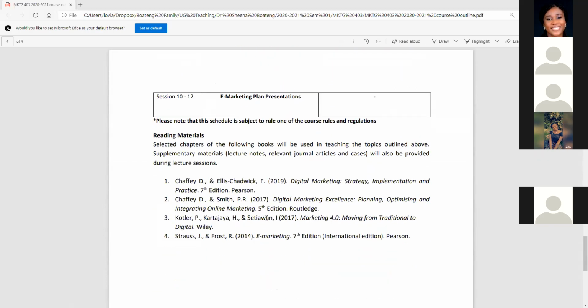I know that we are in challenging times and it's not everyone who can afford textbooks at this point. I have, I believe, soft copies of all these books. So anyone who believes they need them, you can contact my assistant or do so through your classroom. And we will do our best to get the books to you so that you can read them and prepare yourself adequately for class. I hope that is okay.